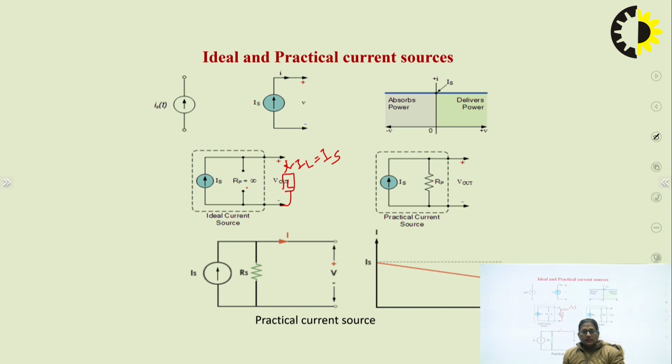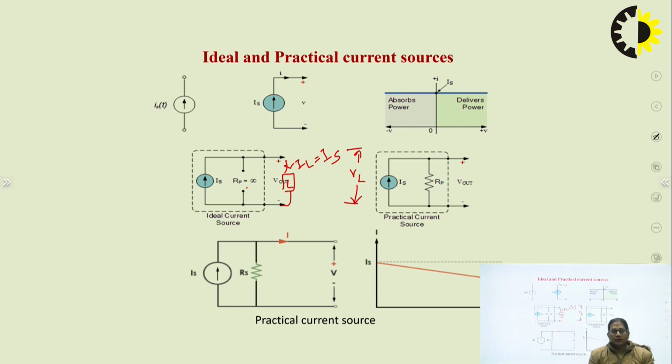At the terminals, this current is going to remain as that of IS irrespective of whatever is the voltage across the terminals. Whatever may be the voltage across the terminals, this current is not going to get changed, right? That means it is having an infinite internal resistance, right? That's why if its internal resistance is infinite, the complete current will flow through the load terminals. Whereas practically that doesn't happen.